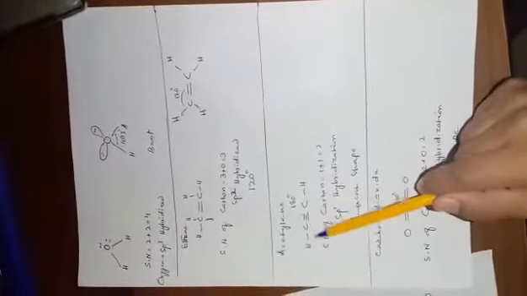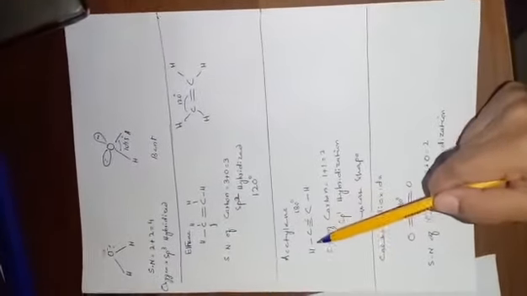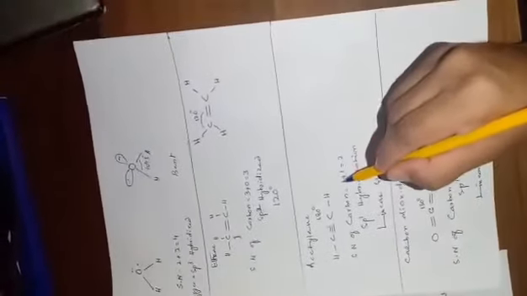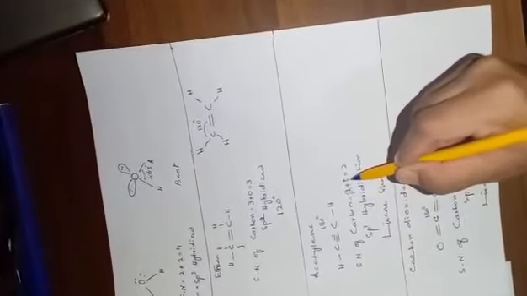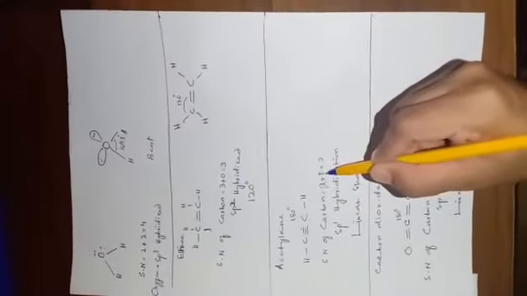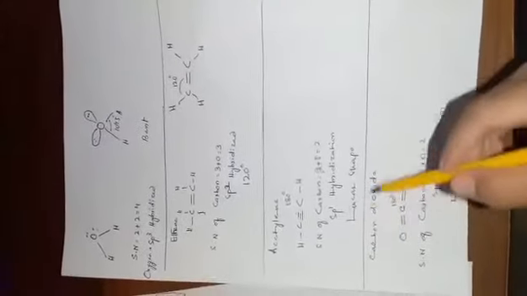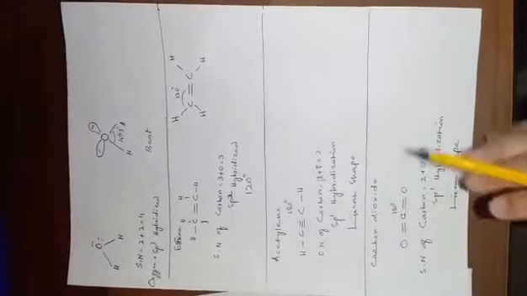In acetylene, carbon is attached to 1 carbon and 1 hydrogen. It means it is attached to 2 atoms, so it is 2 plus 0. It is attached to 2 atoms and it has no lone pairs. So steric number is 2. It means carbon in acetylene is sp1 hybridized and it has linear shape. It will be making 180 degrees.